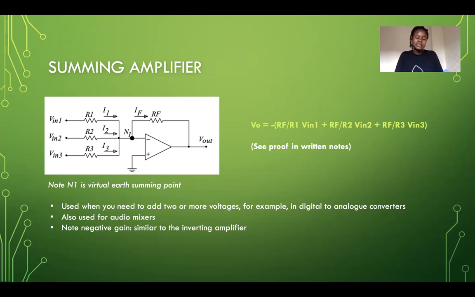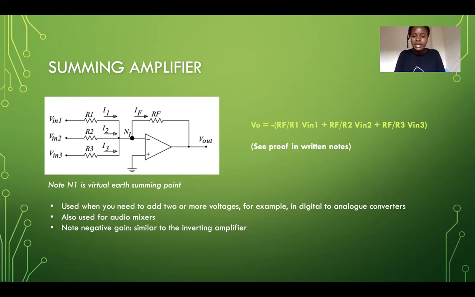Why do we need a summing amplifier? Well, a summing amplifier is used in many applications where you need to add two or more voltages. For example, if you have a digital to analog converter, or if you're mixing audio signals. If you've got multiple audio signals that you want to mix together without affecting the integrity of the different signals, then a summing amplifier is a good way to do this.